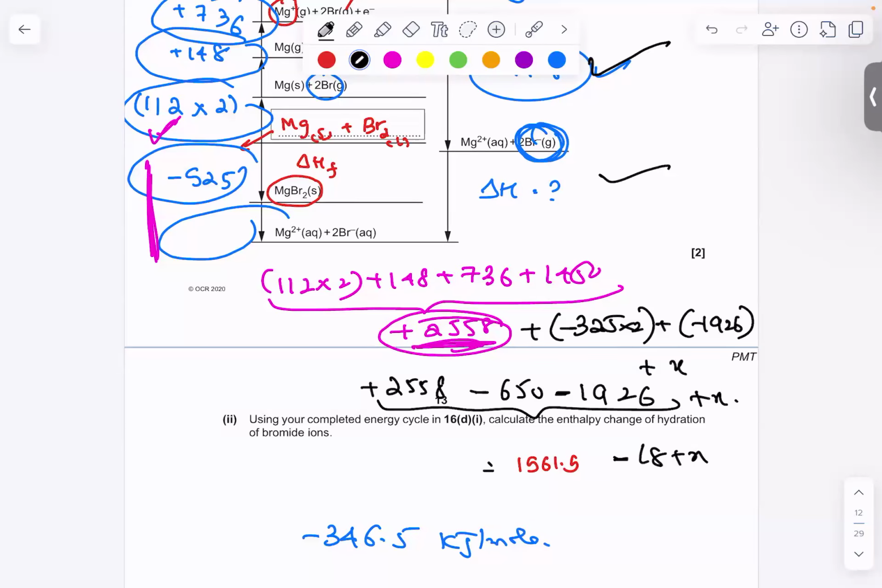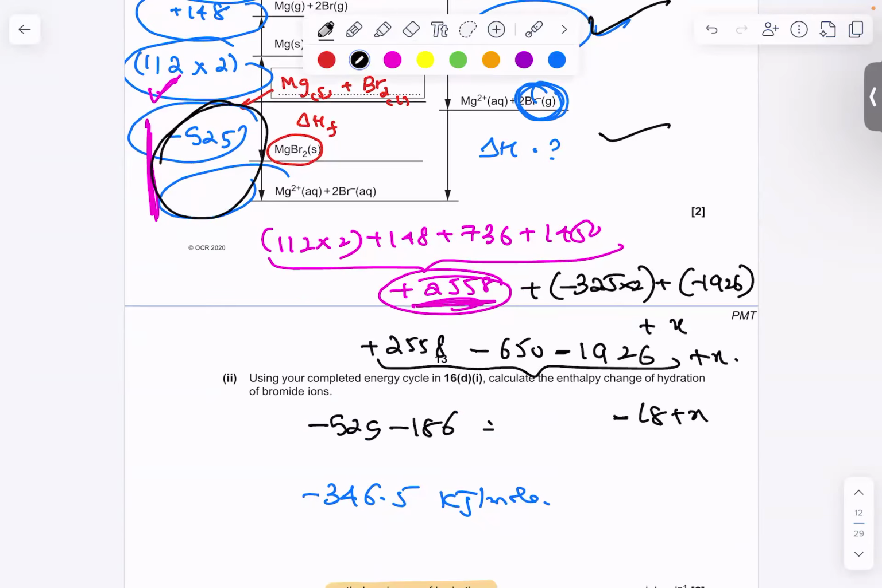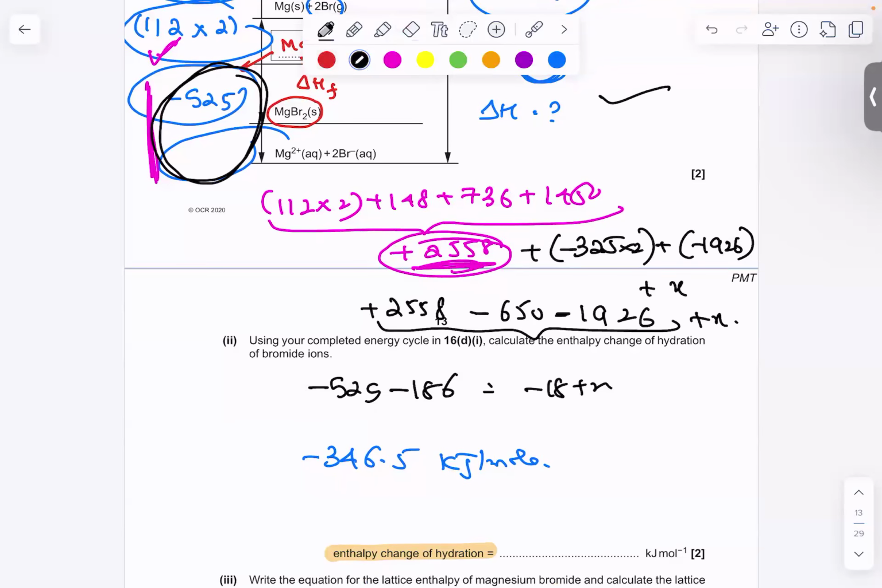Is equal to minus 525 and minus 186. These two. Minus 525 minus 186 is equal to minus 18 plus x. So I have already written it. Minus 18 plus x. Now add them up. So what would be the answer? Minus 525 minus 186, minus 711, is equal to minus 18 plus x.